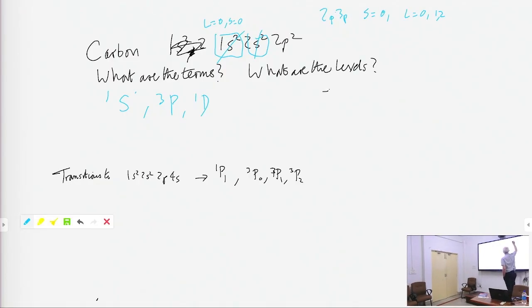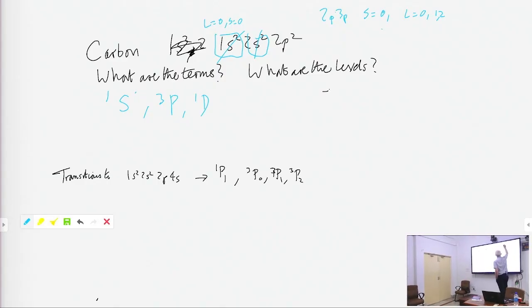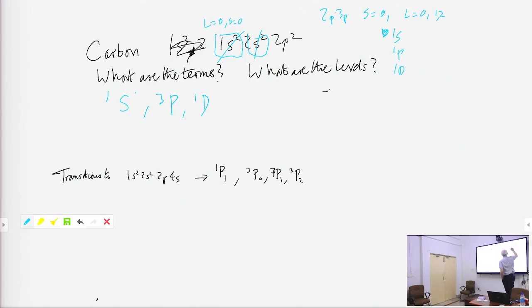So you'd get singlet S, singlet P, singlet D, triplet S, triplet P, triplet D. If you use what I call the cheats method and you go for the odd, you delete the odd ones where S plus L is odd. Sorry, I'm deleting the wrong one. You get rid of triplet D, singlet P, triplet S, and you end up with those. You can get the same thing by going through looking at the states one by one and ticking them off.